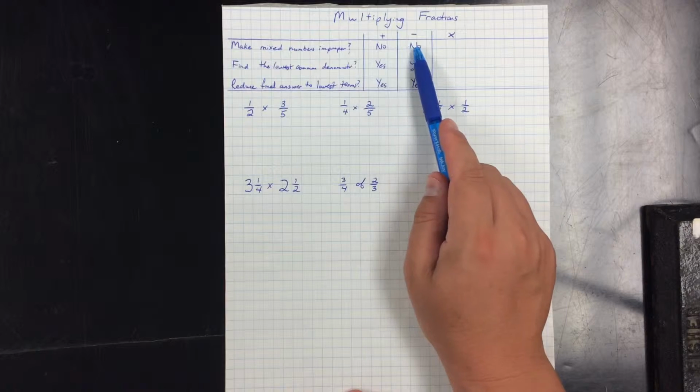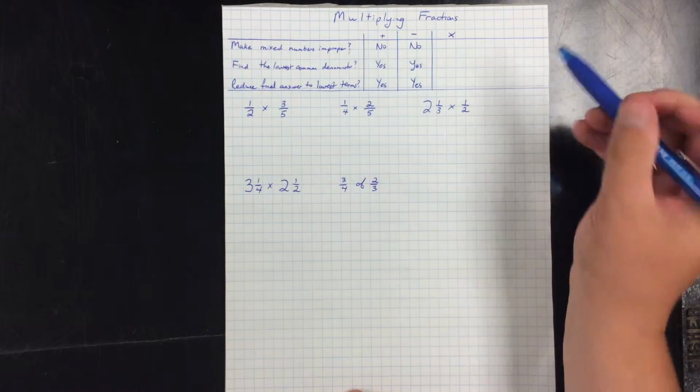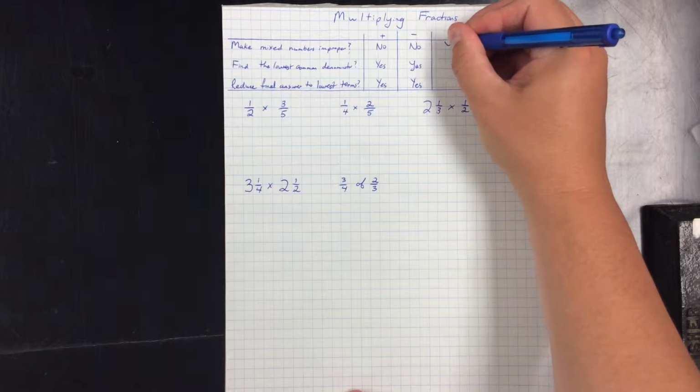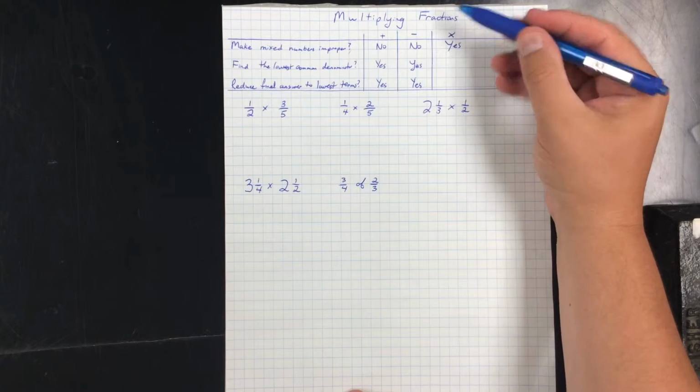Today we're going to be multiplying fractions. When we added and subtracted fractions, the very first thing we said was that we weren't going to make improper fractions out of mixed fractions. With multiplication we are. Anytime that we see a mixed fraction, we're going to make it improper.